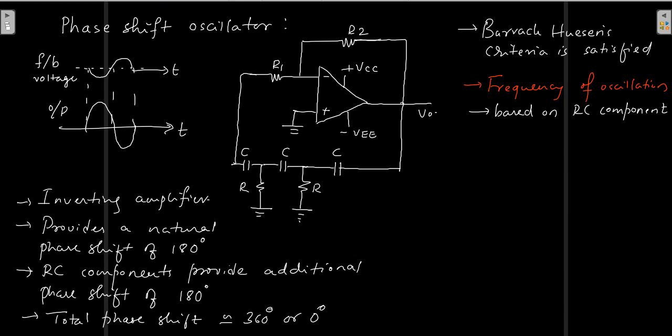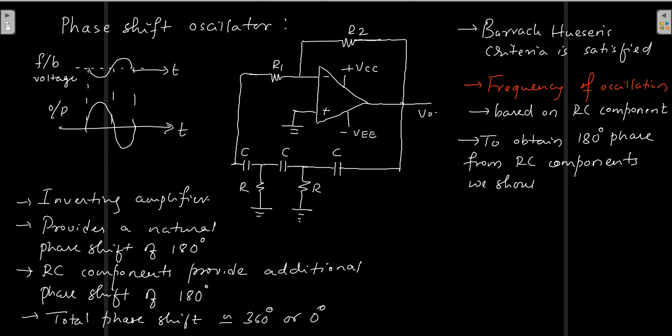So to obtain a 180-degree phase shift from RC components, we should have XC equal to root 6 into R. This is the condition to be satisfied: XC is equal to root 6 into R.